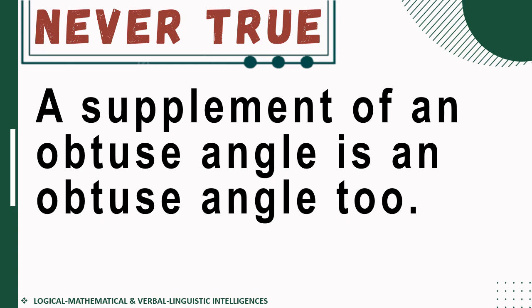So let's say, for example, the given obtuse angle is 91 degrees, and you're going to push through on its supplement, which is 91 degrees. Let's say, 91 plus 91, that is 182 degrees, wherein that exceeds the sum of a supplementary angle. So it will never happen. It should not happen because it will not satisfy the definition of supplementary angle. So it is never true.